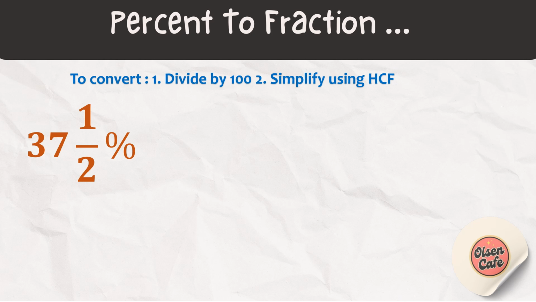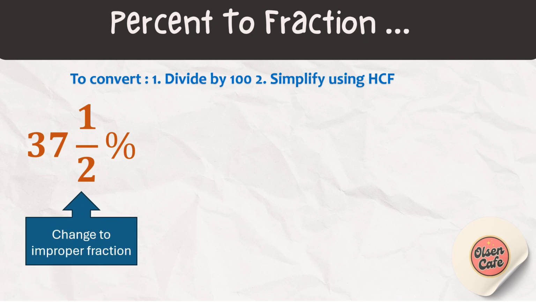Now that we have revised the basics of what is percent, we can take a look at this more complex fraction. This is a type of fraction whereby students actually tend to make mistakes. So let's move on. What we see here is a mixed fraction. So before we actually convert, we want to change 37 and 1/2 into an improper fraction. To do this, I will simply take 37 times 2 and then plus 1. So this will be equal to 75 over 2 as an improper fraction.